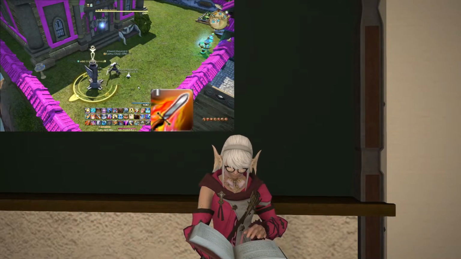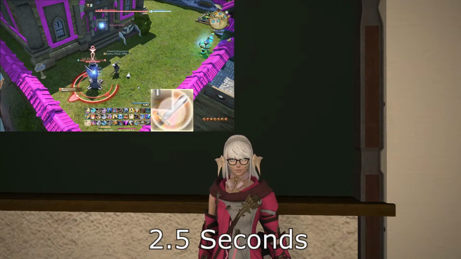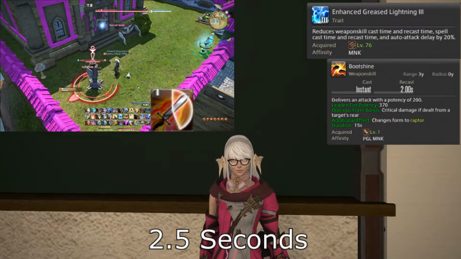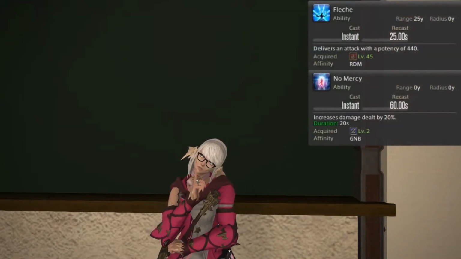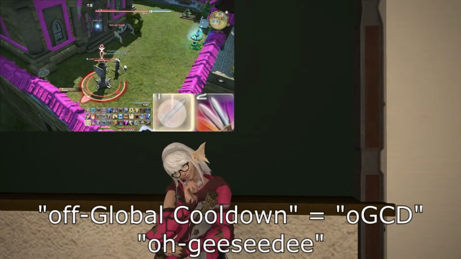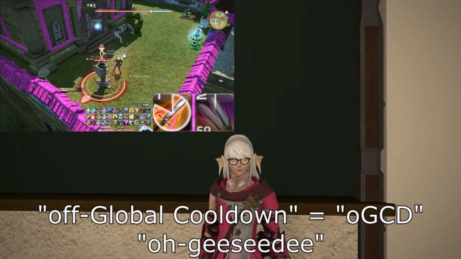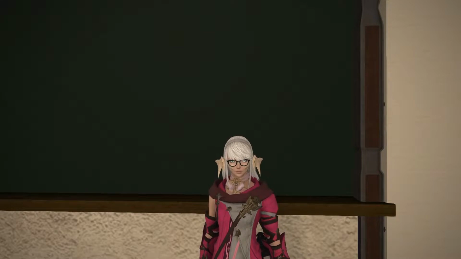By default, this cooldown period is 2.5 seconds, but can be reduced either by passive effects or stats such as skill speed and spell speed. Meanwhile, abilities, more commonly referred to as off-global cooldowns, or oGCDs for short, do not incur such a cooldown and are almost always confined to each their own individual cooldown period.